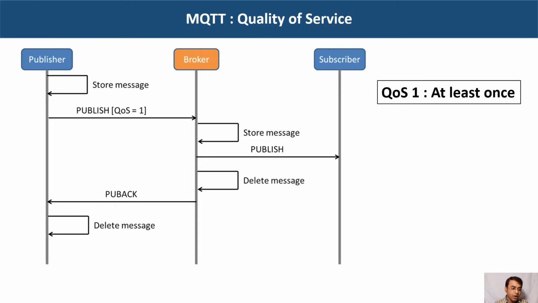Next, quality of service 1, that is at least once. The publisher will store the data before publishing, then publish the data to the broker. The broker will store the data, then publish it to the subscriber. Data may be the temperature data. Then the broker will delete the data, then give an acknowledgement to the publisher, PUBACK. Then only the publisher will delete the data from the memory.